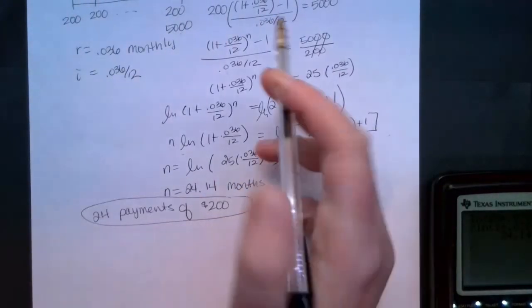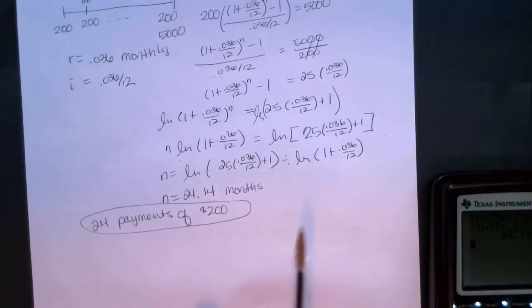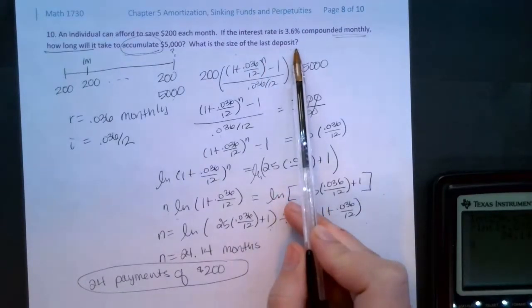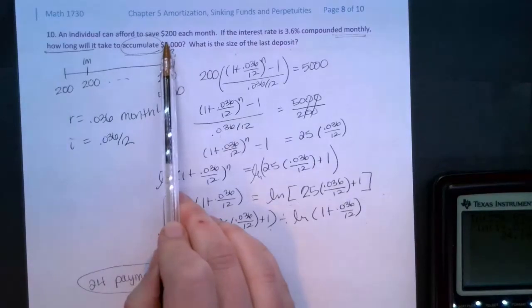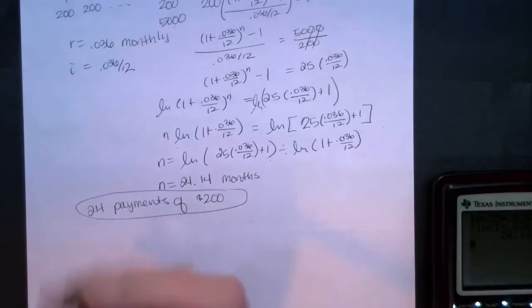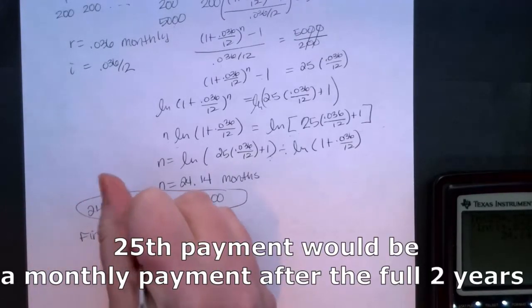Okay, and now we have to figure out the size of the last deposit. That's what it says up here, size of the last deposit. Okay, so that's going to be 1 month later, because again all we can afford is $200 a month, so we can't make a balloon payment. We're going to make a separate payment, so we're trying to find the 25th payment. Okay, so find 25th payment.